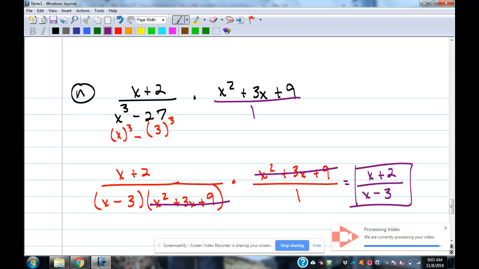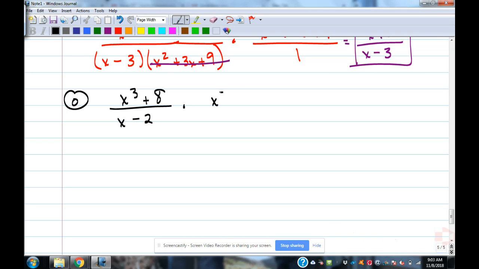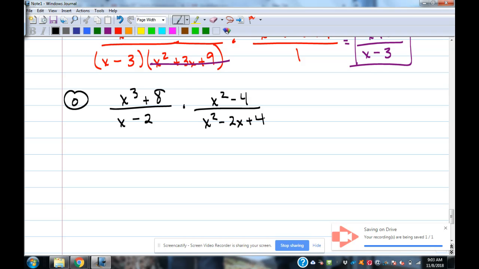All right. Good news. Let's do one more multiplying, and then we'll do a couple of division. We'll be done. x cubed plus 8 over x minus 2 times x squared minus 4 over x squared minus 2x plus 4. Lots of factoring methods today. Lots of fun.